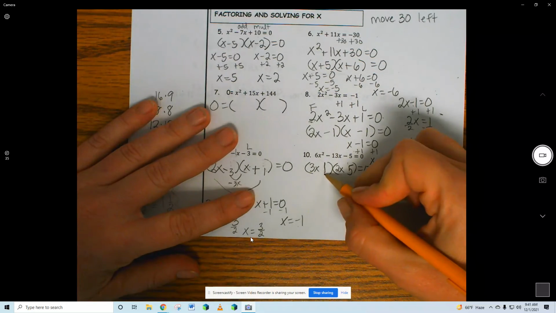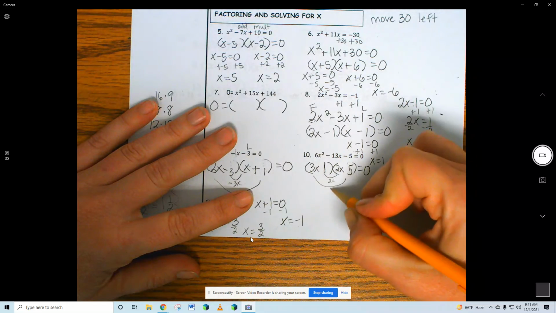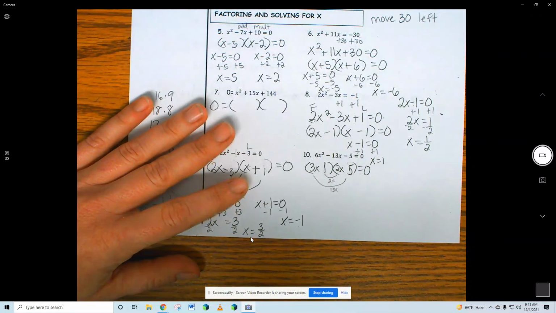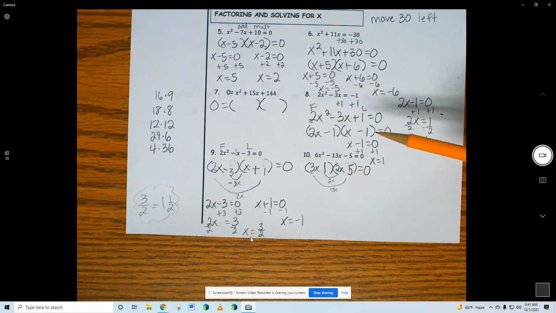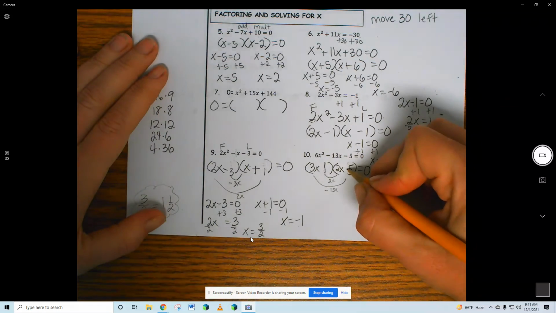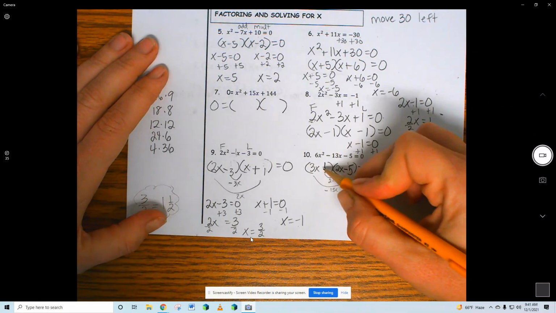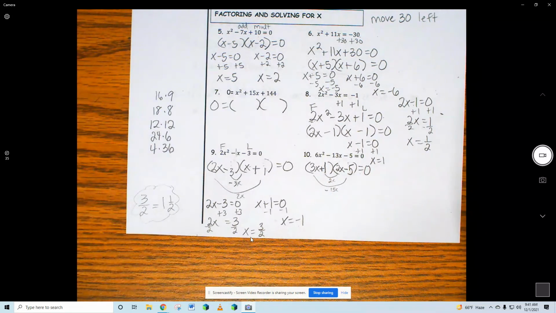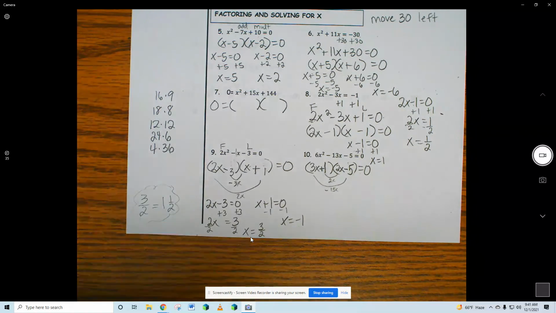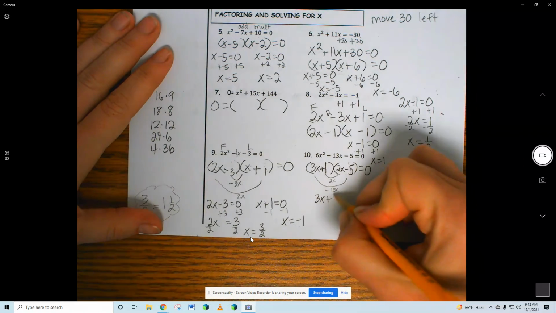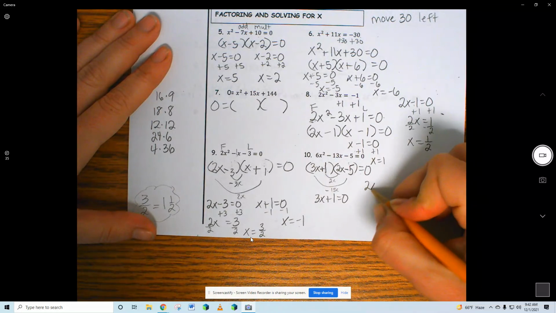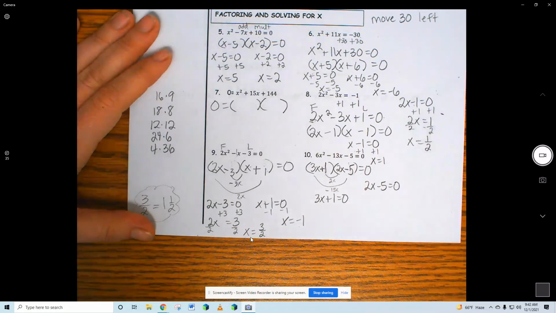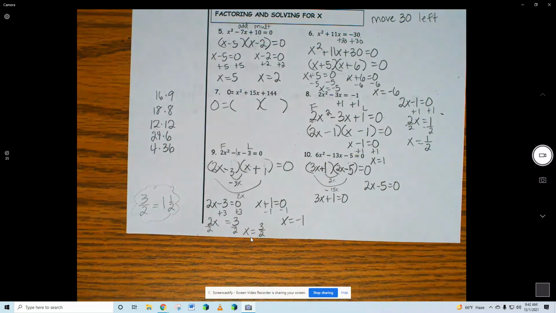But I know that it's 2x and 15x. So I want it to be a negative 13. How do I add those or subtract those to get a negative 13? Negative 15. That means the negative 5 times the 3x would be negative. Set each of these equal to 0 because this is the zero product property. And then you guys solve. Go ahead. Isolate x.